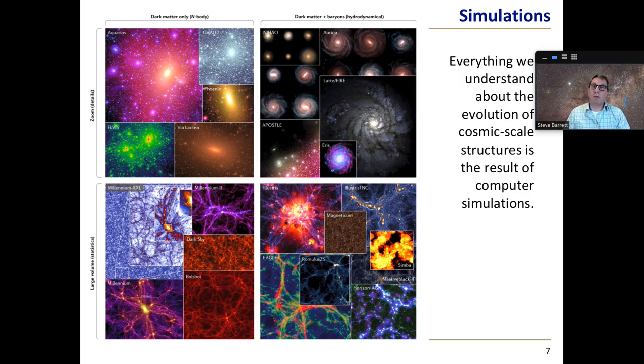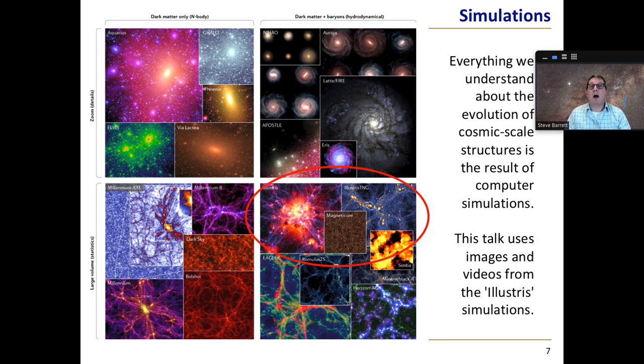There are lots of simulations. Don't worry about the picture on the left. That's just a snapshot of lots of simulations that exist and have been carried out in the last decade or 2. I'm just going to pick one of those sets of simulations. It happens to have the name Illustris, so I'm going to take images and videos from the Illustris simulations in order to illustrate points in this particular talk. We don't have to worry about the fact that there are dozens of other simulations.